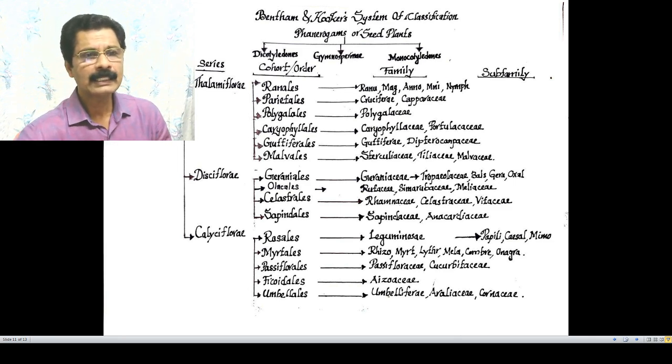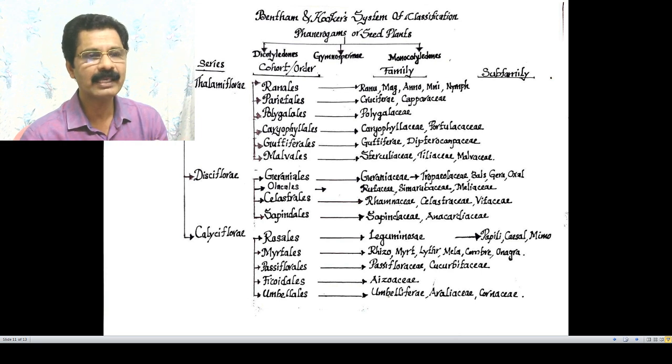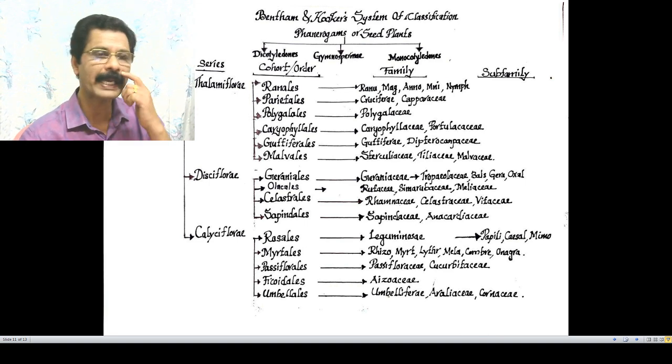So the class dicot is divided into subclasses Polypetalae, Gamopetalae and Monochlamydeae. Polypetalae: petals free and the stamens not attached to the petals. Epipetalous condition is totally absent. That is why it is called polypetalous, petals free. Poly means free petals. These Polypetalae have three series: Thalamiflorae, Disciflorae, Calyciflorae.